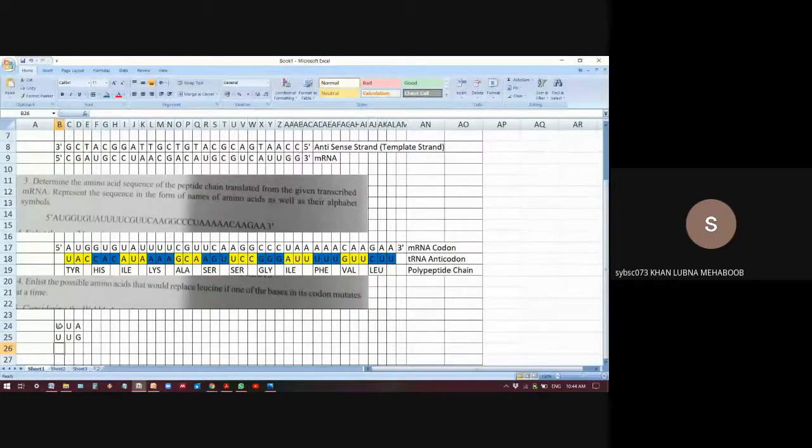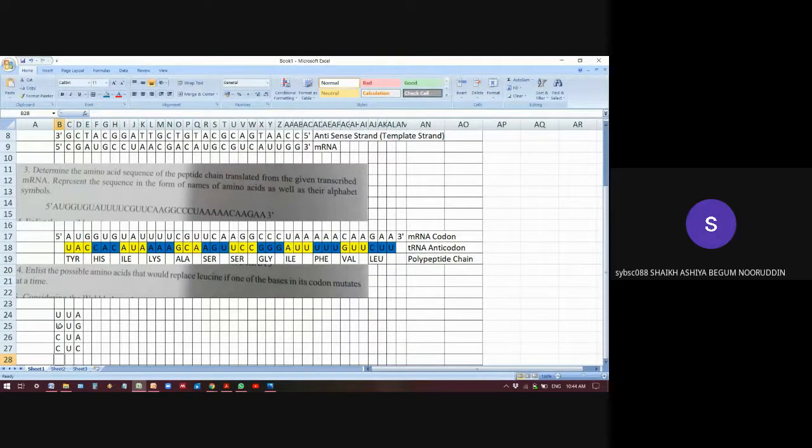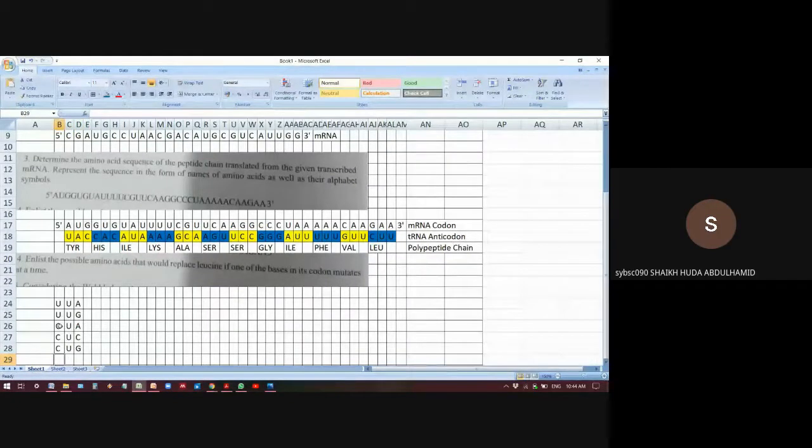What other codes do we have for the leucine? CUA. Very good. Then what else do we have? CUC. Very good. Then CUG. Very good. Then CUU. Very good. Now see, how many codes are there? 1, 2, 3, 4, 5, 6.